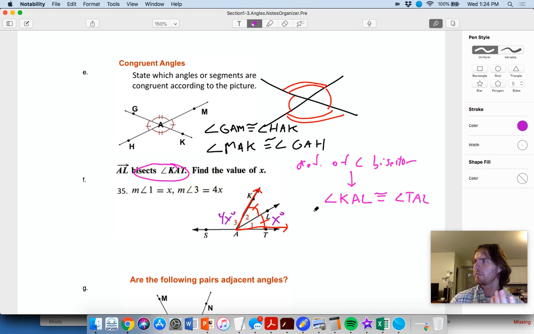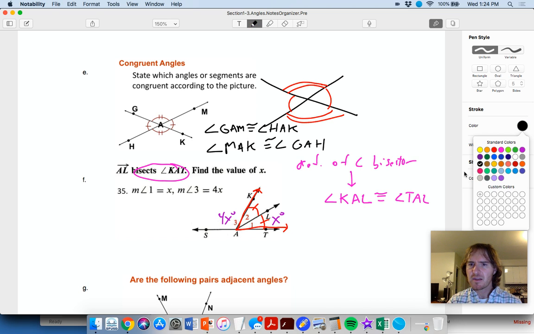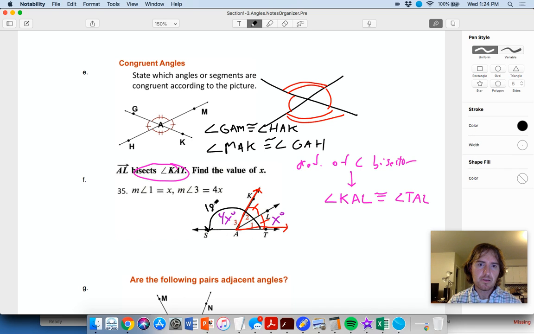Interesting. I know how to solve for x, right? I've done Algebra 1. How do I get the angle measurement of x here? How do I get a number into the problem? Well, this is x degrees, that's 4x degrees. Wait a second. I know that this whole thing here, SAT, we've dealt with this diagram a lot, is 180 degrees. The whole thing's 180 degrees.